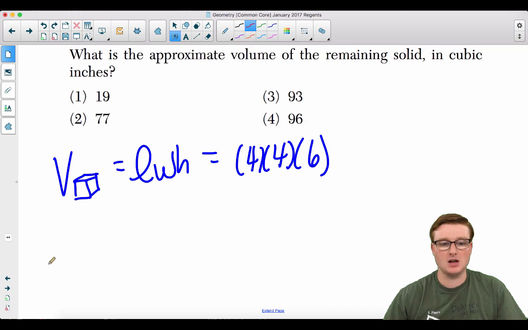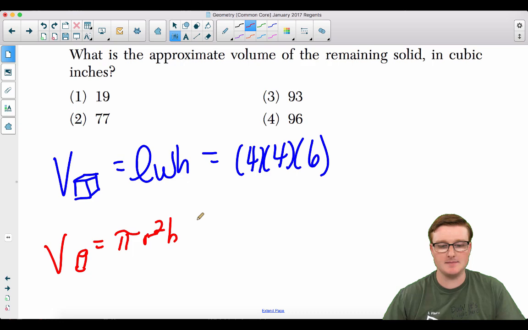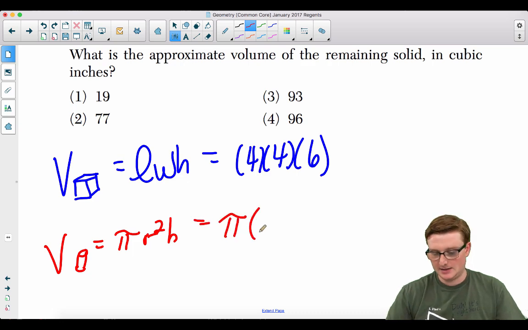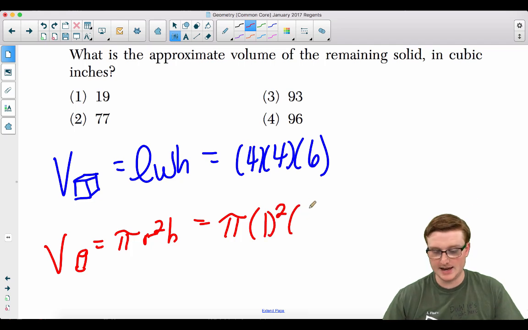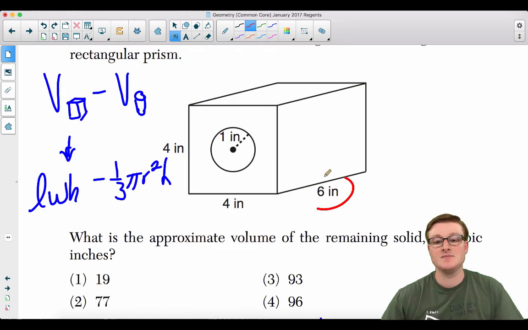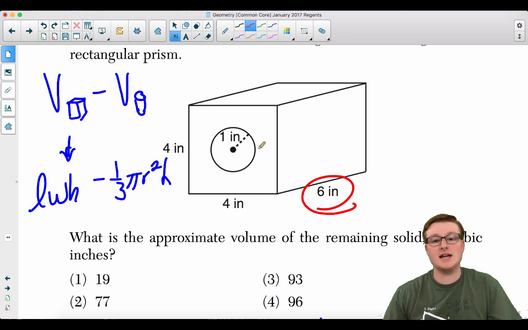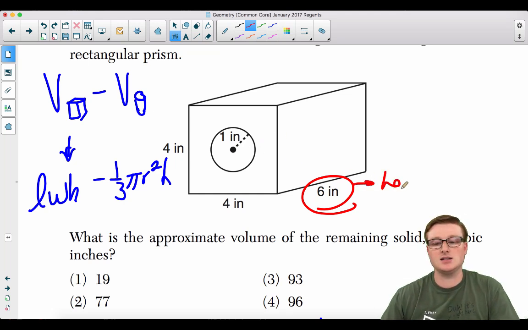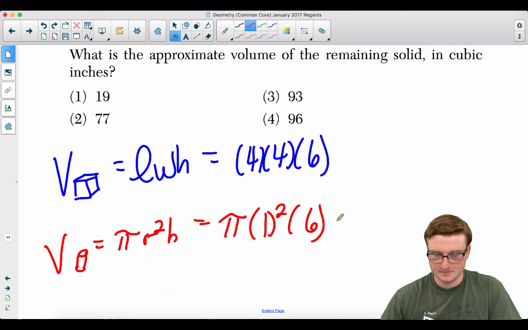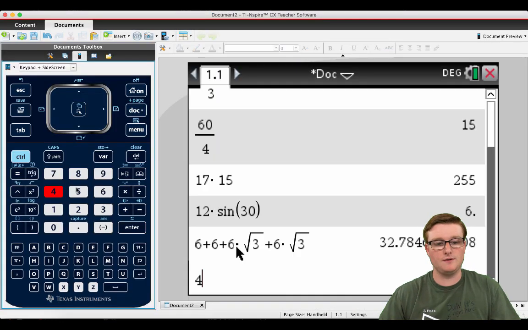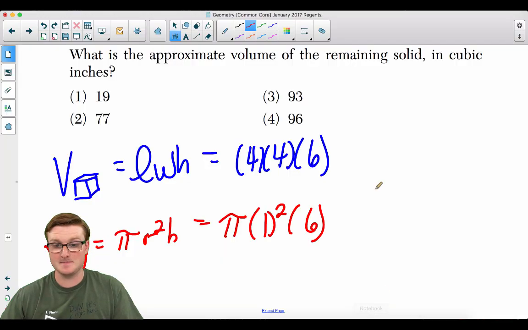And the volume of the cylinder is pi r squared times the height. That's going to be pi times the radius. Now, the radius they tell us is 1. So 1 squared times the height of 6. Ladies and gentlemen, if you stand this box up, this is the height of the cylinder, not the 4. So I'm going to get these results. So 4 times 4 times 6, that gives us 96.